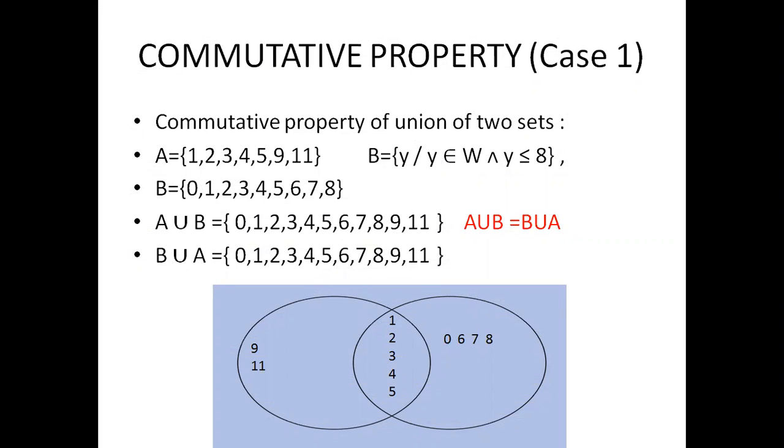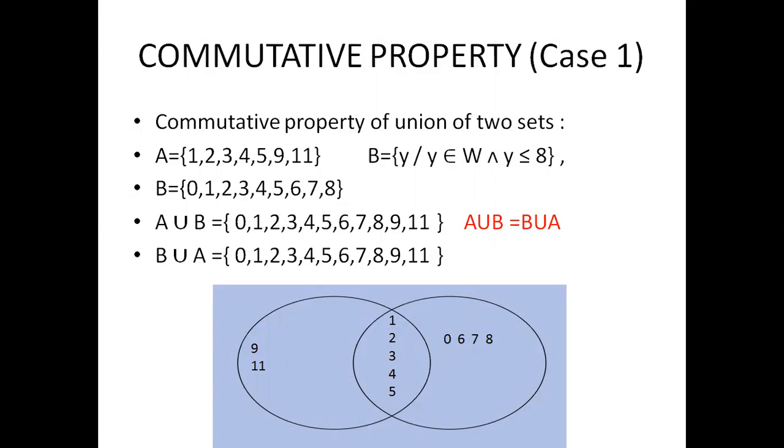As you can see that I have taken two sets, A is equal to 1, 2, 3, 4, 5, 9, 11, which is tabular form. In fact, you all are familiar with this tabular form. And B, y such that y belongs to whole number and y less than equal to 8. This is called as set builder form, which you already have learned.